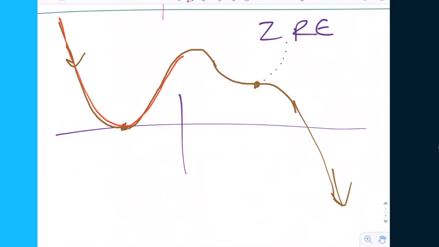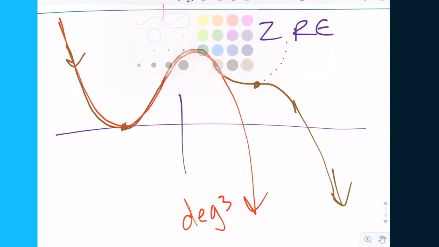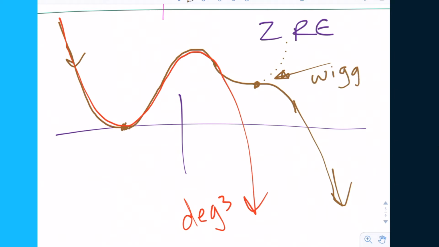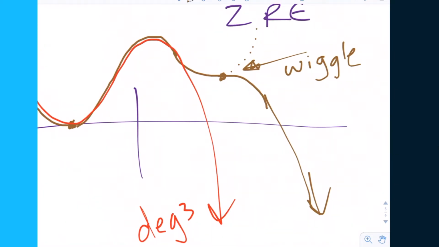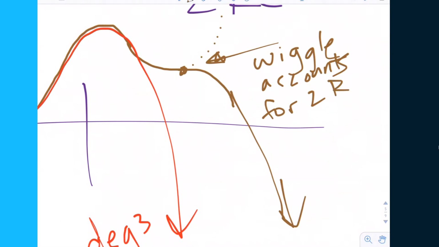And you don't have a lot of experience with this, which is what we're doing now. So that would be the cubic. That is degree 3. But notice the brown one that I drew has, instead of just going straight down and crossing right there, it's wiggling right here. So if you have a graph that has a wiggle in it, that wiggle accounts for 2 relative extrema.